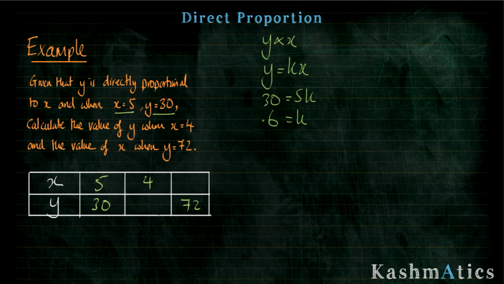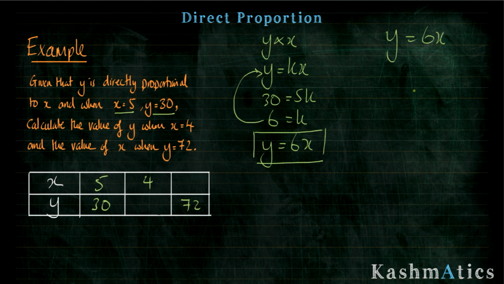And what I do then is I plug the k back into this equation to get y is equal to 6x. So this here is our relationship between y and x. And in a question you might be asked to find the relationship between y and x. So that's the first point we need to reach. So let's just write that over here. So y is equal to 6x.